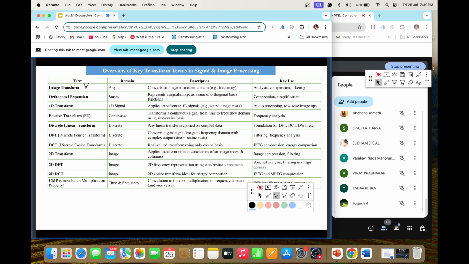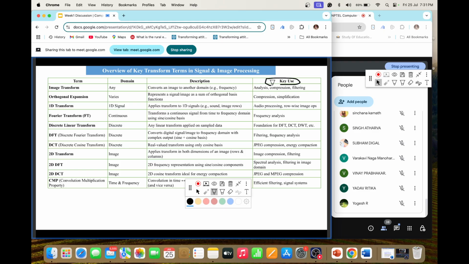So these are the different terms discussed in the image transform topic, and these are the domains where you can apply them. This is the description and this is the key use. The most important thing is, till now you must be wondering why we are doing this transform. Why are we doing this transform? We use the image transform for analysis, because earlier in the time domain it is very difficult to analyze the frequency, etc. If we convert it to the frequency domain, we can do the analysis easily.